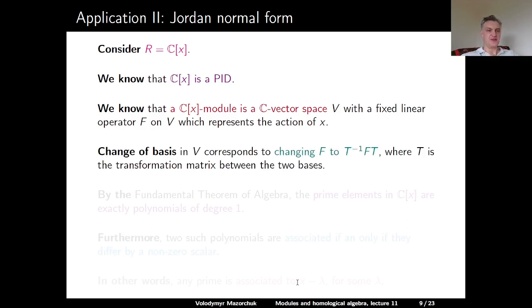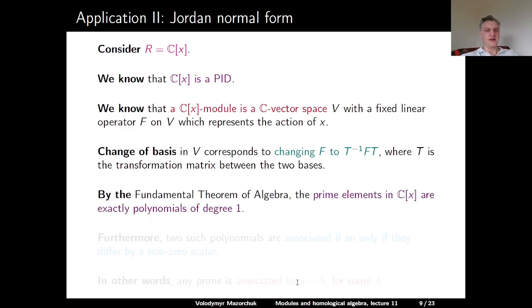At the level of matrices, change of basis in V corresponds to change in the matrix of the linear operator F to the matrix T inverse, the matrix of F, T, where T is the transformation matrix between the two bases. Also, by the fundamental theorem of algebra, the prime elements in the polynomial algebra with complex coefficients are exactly polynomials of degree 1.